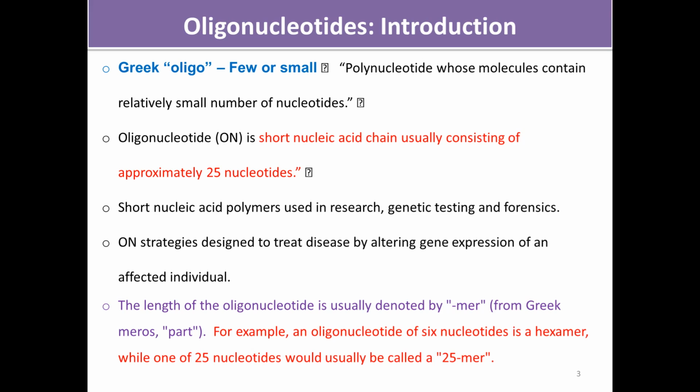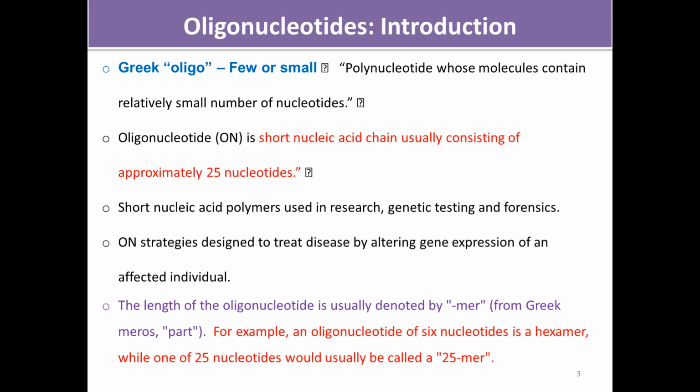You should remember what oligonucleotides are. These are just a small chain, like when around 25 small nucleotides combine together, they form an oligonucleotide. The oligonucleotide will contain a maximum of 25 nucleotides, and the minimum may be 20, 10, 15, or 12, and so on. The length of the oligonucleotide is usually denoted by mer, a Greek word which means part. For example, if we have 2 nucleotides, it will be a dimer. If we have 6 nucleotides, it will be a hexamer. When we have 25 nucleotides, you can call it a 25-mer.